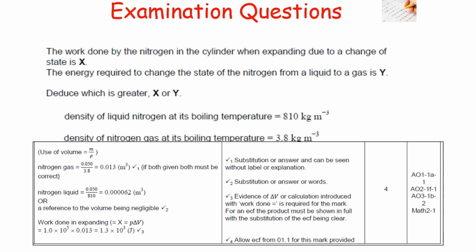Now at that point the work done is going to be P times the change in volume. So we'll note that the pressure, which we knew before, was 1 times 10 to the 5, multiplied by the change in volume. You can work out that the work done is going to be larger for the gas, because it's going to be a greater change in volume.